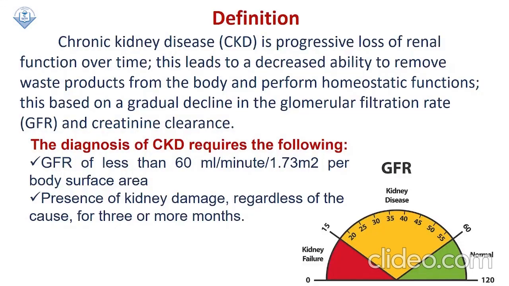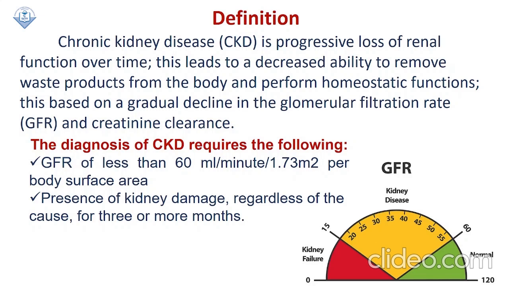Let's continue and talk about what is chronic kidney disease. Definition. Chronic kidney disease is progressive loss of renal function over time. This leads to decreased ability to remove waste products from the body and perform homeostatic functions, and it is based on gradual decline of glomerular filtration rate and creatinine clearance.